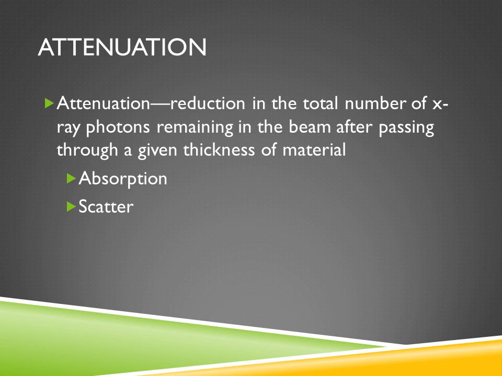Attenuation. Attenuation is the reduction in the total number of X-ray photons remaining in the beam after passing through a given thickness of material. So again, we know that it's going to either do one of two things. It's either going to absorb or it's going to scatter. X-rays are attenuated exponentially.